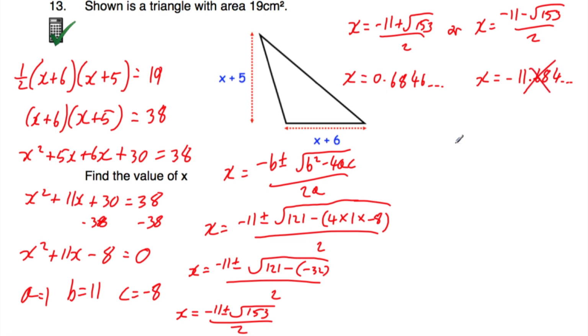So that means that this is our solution, that x is equal to, and it doesn't tell us how many decimal places to give it to, so I'm going to give it to 3 decimal places. So it's going to be 0.685 to 3 decimal places, and that's it.